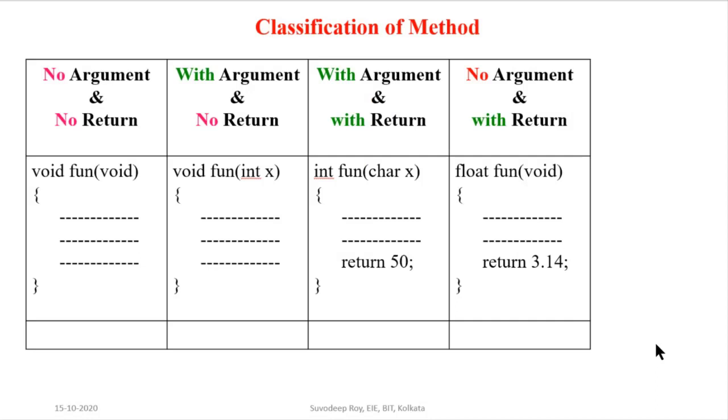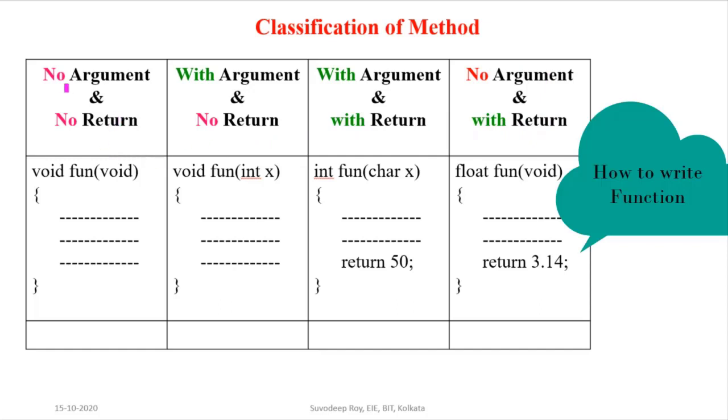Next, coming to the different classifications of functions. There are mainly four classifications or four types of function. First one is no argument and no return. Next one with argument and no return. Next one with argument and with return. Next one no argument and with return.